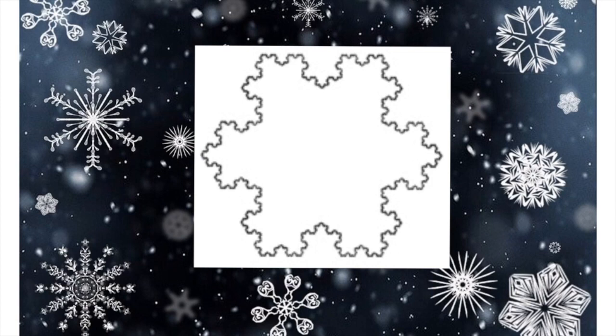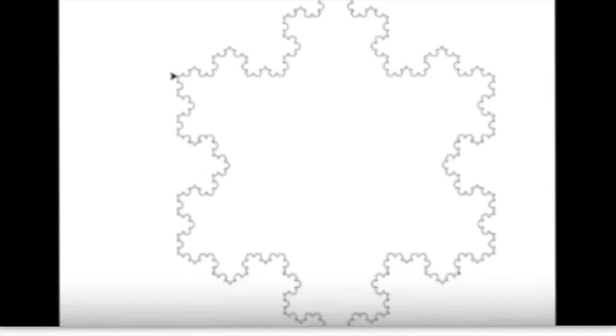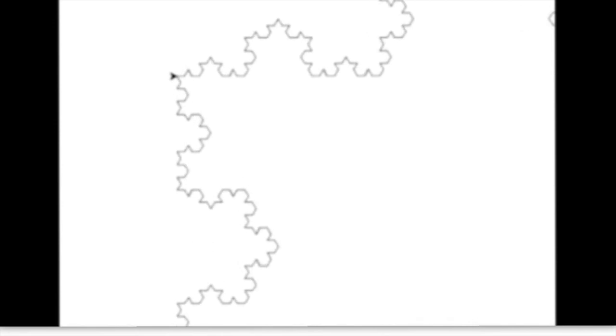First off, this is called the Koch Snowflake, and it is a fractal. A fractal is a curve or geometric figure that displays self-similarity on all scales. If you were to zoom into a fractal under a microscope, it would look the same as if you were looking at it normally.